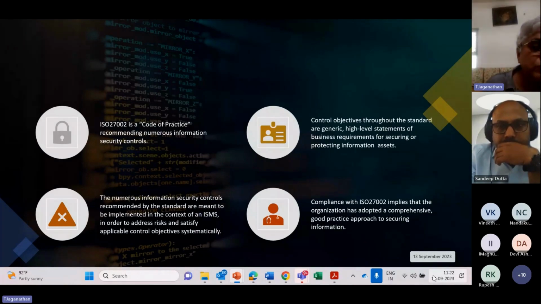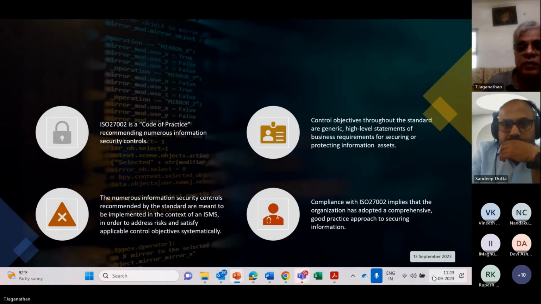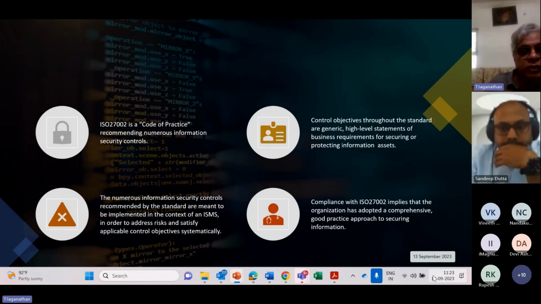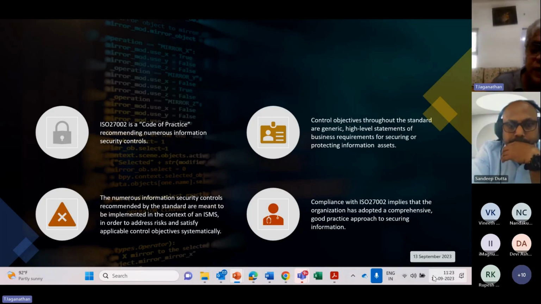27002 is a code of practice book, not a requirement book. Control objectives throughout the standard are generic high-level statements of business requirements for securing and protecting information assets in 27001. Numerous information security controls recommended by the standard are meant to be implemented in the context of an ISMS. Compliance with 27002 implies that the organization has adopted a comprehensive good practice approach to securing information.